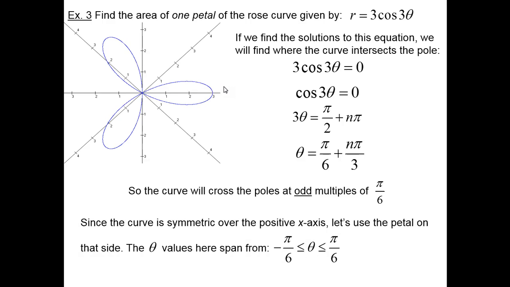Another way to do this is to think about, since this will hit at pi over 6, coming from the other direction it would have hit at negative pi over 6. So what they did in the book for this problem is they went ahead and just integrated this from negative pi over 6 to pi over 6. So let me show you that.